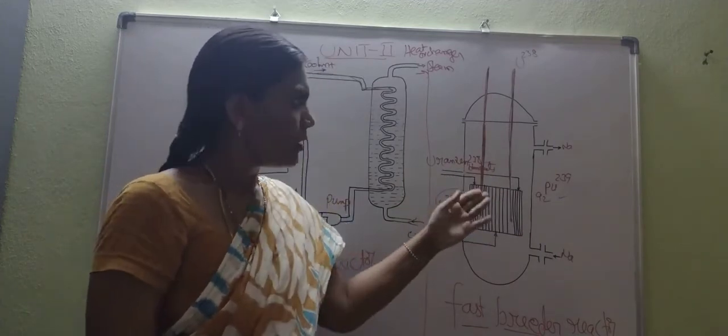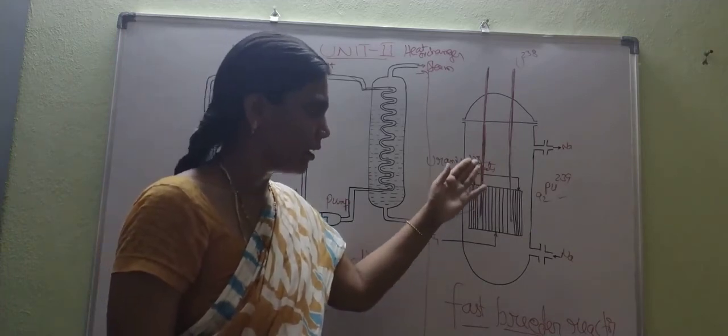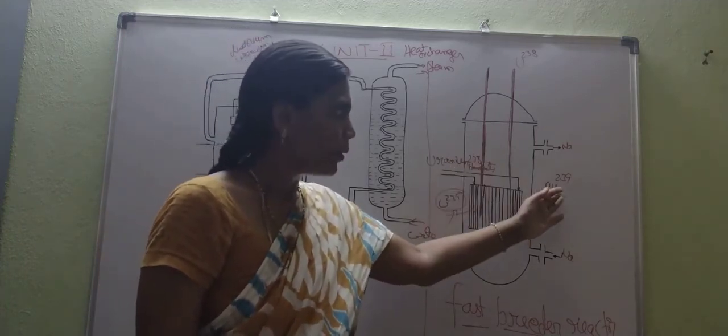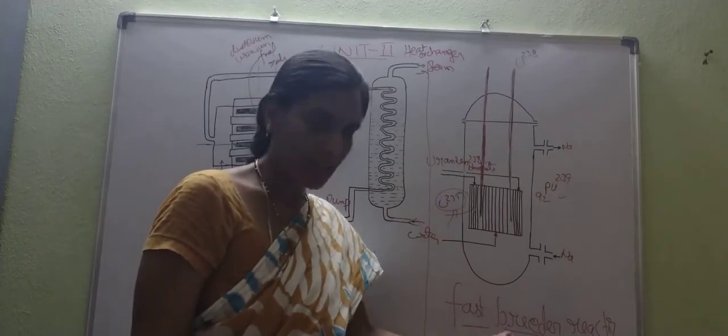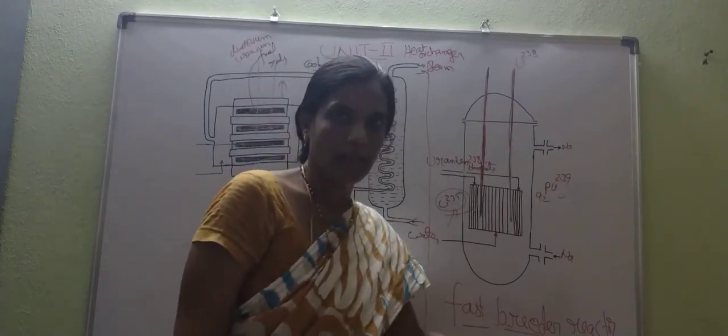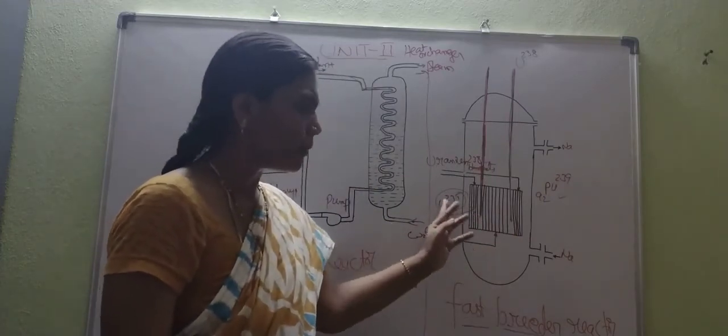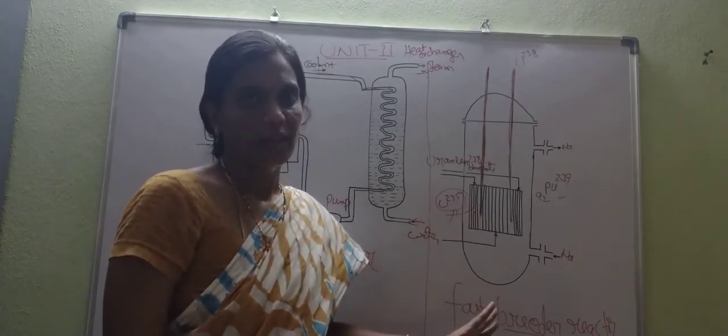Am I right? Because it can develop plutonium-239 with the reaction of neutrons, which are coming from uranium-235.